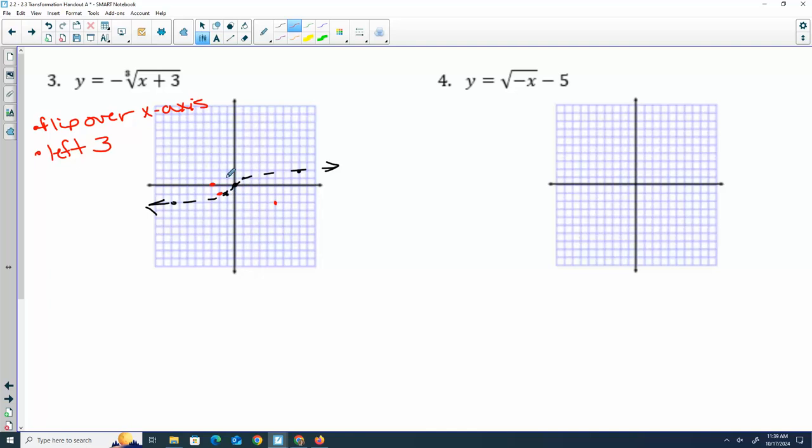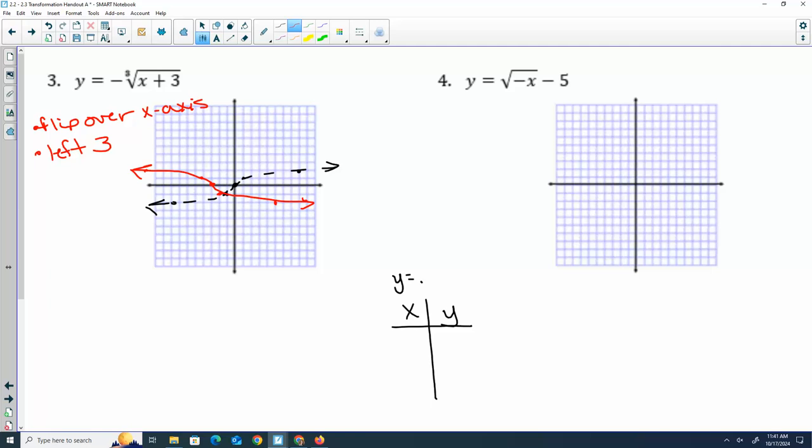Okay, negative 1, negative 1. If you flip, it goes up to positive 1. Left 3. And negative 8, negative 2. If you flip, goes up to positive 2 and left. Are these going okay? Why don't you guys try number 4? Parent function and transformation. Make sure if you're struggling with the points, think about like a t-chart.